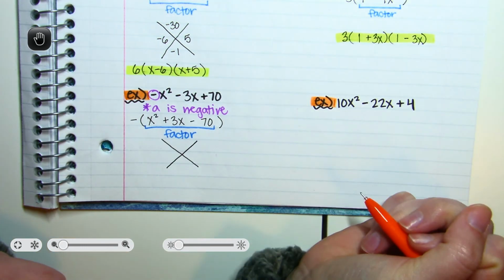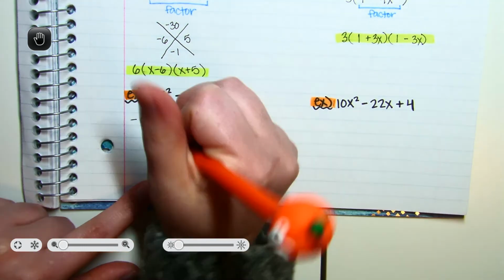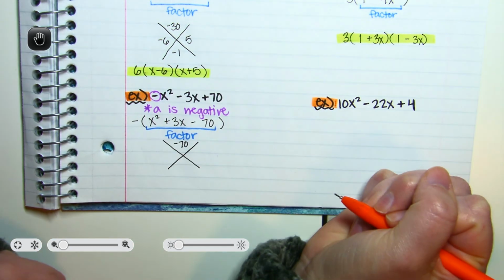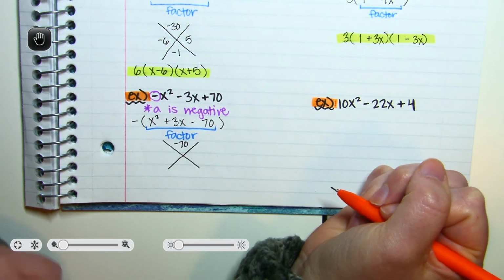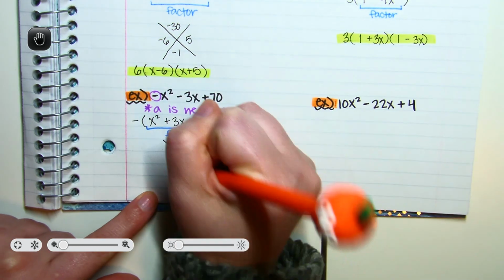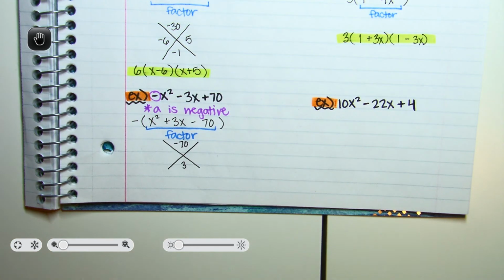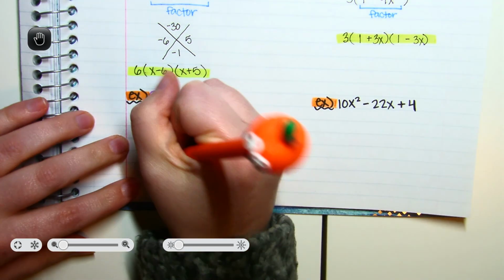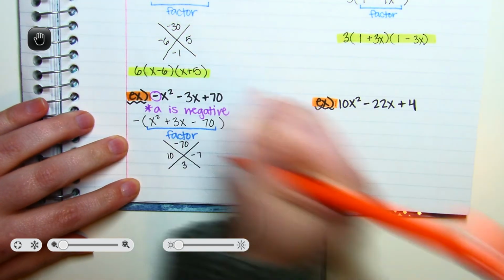So what goes in the top? You should have said negative 70. And what goes in the bottom? You should have said 3. So what are my two numbers going to be? I need two numbers that multiply to get the top and add to get the bottom. If you said 10 and negative 7, you are correct.